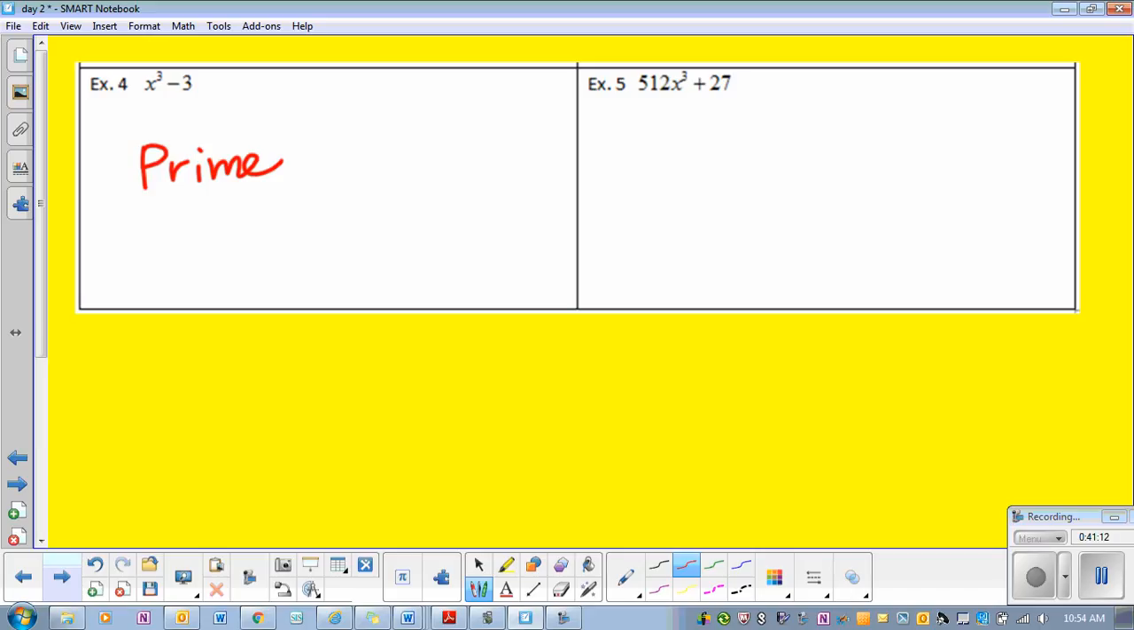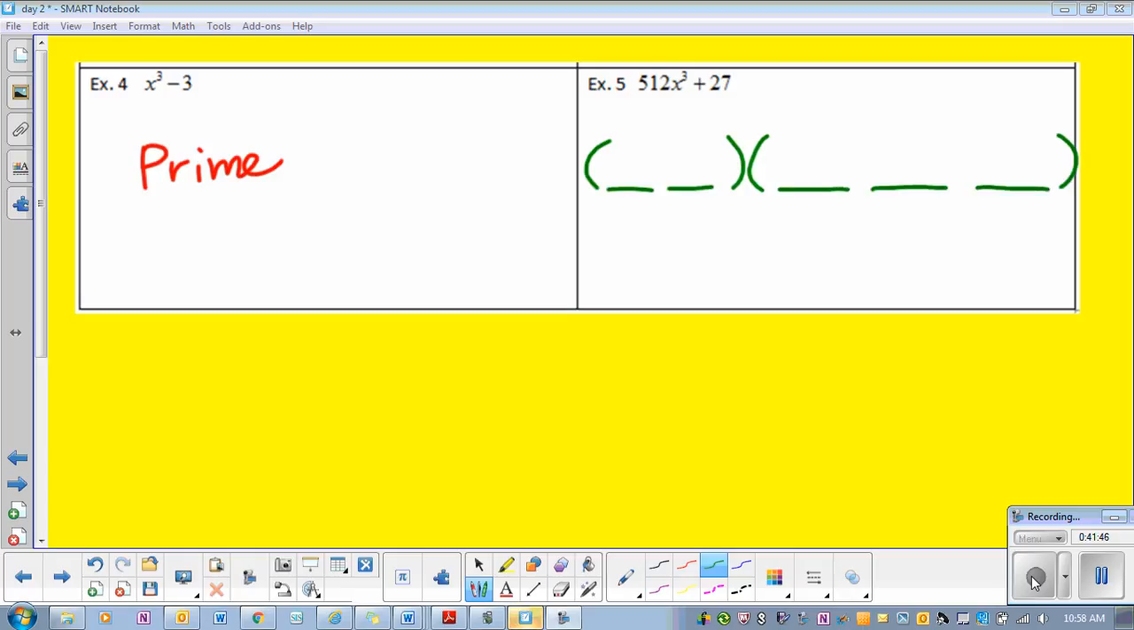Alright, I want you guys to try example 5, please. Okay, guys. 512 and 27, do they have a GCF? No, their GCF is 1. But it's an x cubed. Is 512 a perfect cube? Yes, Kevin's saying yes. Is 27 a perfect cube? Yes. Oh my goodness, so they're all perfect cubes. That means I can do the SOAP way, because I also have 2 terms, right?